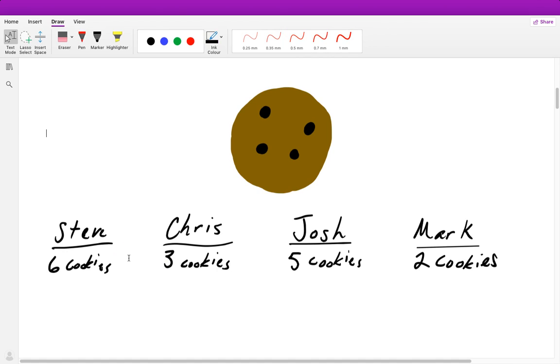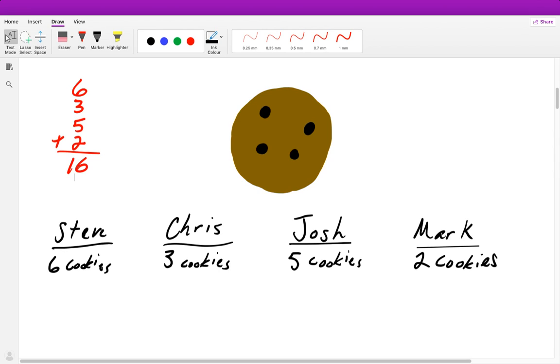So what they do then is they say, okay, let's make sure we all have the same amount of cookies. So then Steve will take his 6 cookies, Chris will take his 3, Josh takes his 5, and Mark takes his 2. So they add them all up to see how many they have. So then that's 9, that's 14, that's 16. So they know, okay, between the 4 of us, we have 16 cookies.